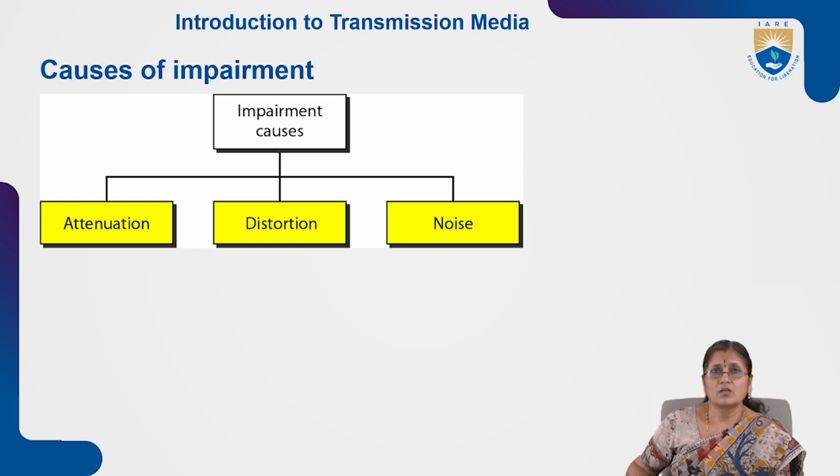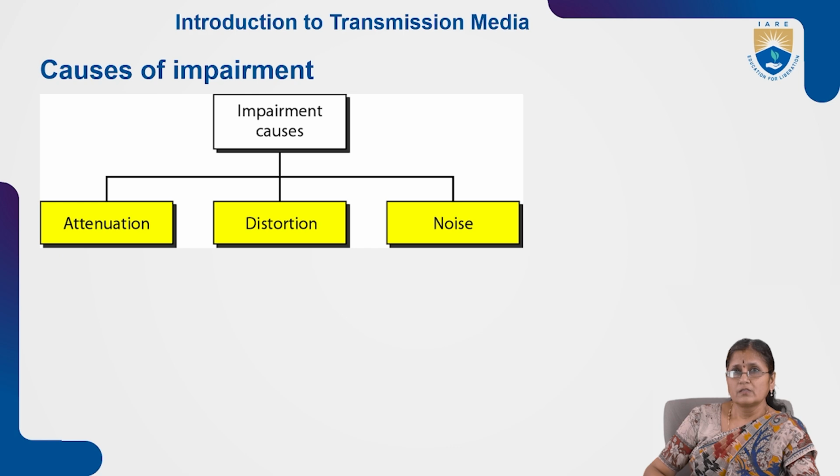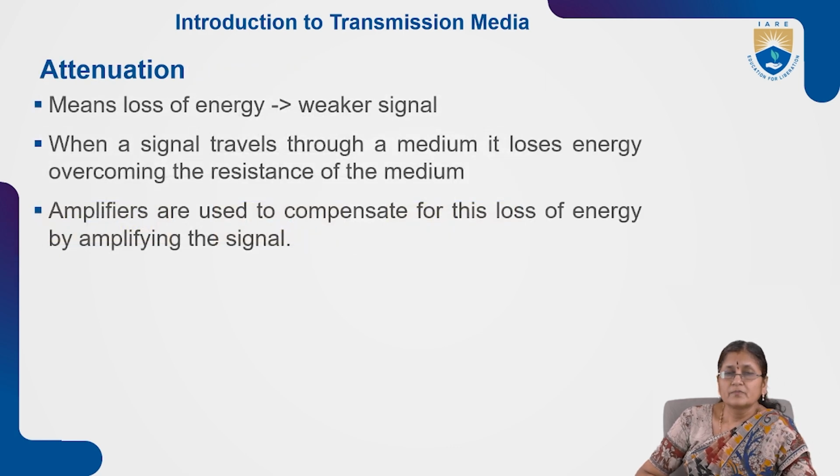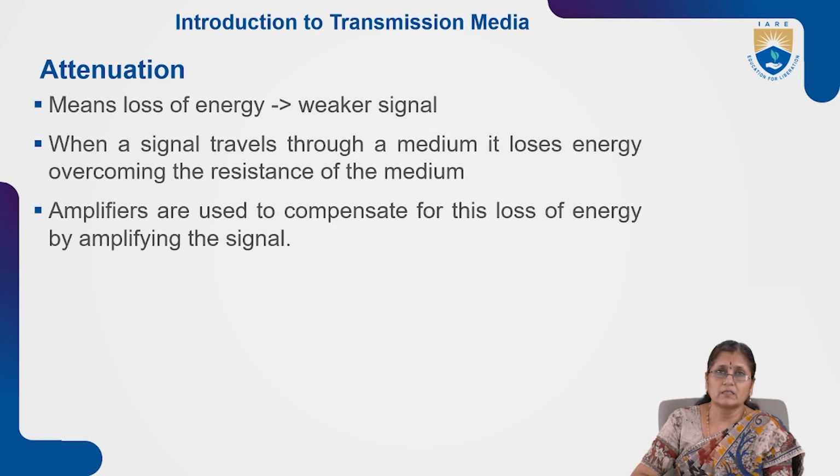So here are the causes of impairment. Why is there impairment? Impairment is caused by attenuation, distortion, and noise. So what is attenuation? Attenuation is nothing but a loss of energy, or you get a weak signal. Whenever a signal is sent, there is a loss of energy of that particular signal. Because of that, at the receiving end, we get a weak signal, which means the signal strength will be less.